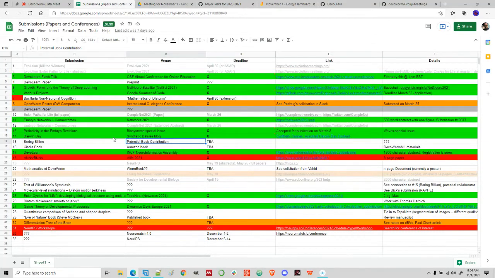So, this Boring Billion idea is something that I have sketched out, but I have to put a couple slides together to explain what it is. This mathematics of DevoWorm is still outstanding. It's like a poster of different equations and models that are used in DevoWorm. It could be a presentation, it could be a short paper. I'm not really sure yet, but we still have that outstanding.